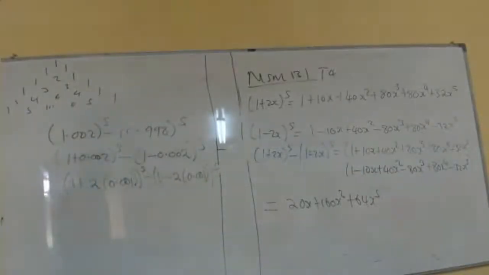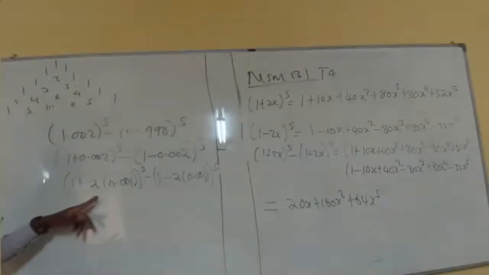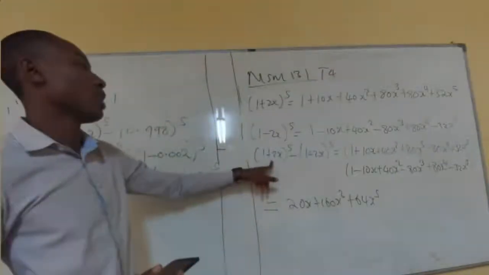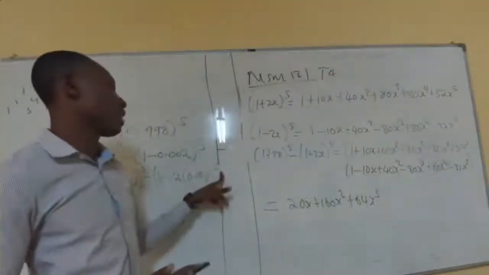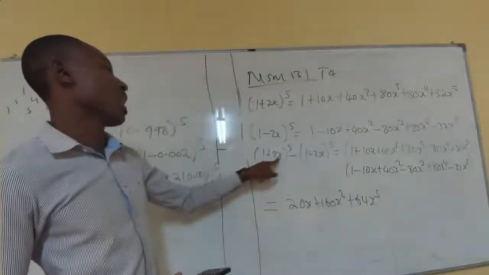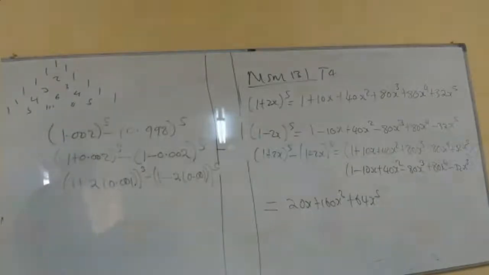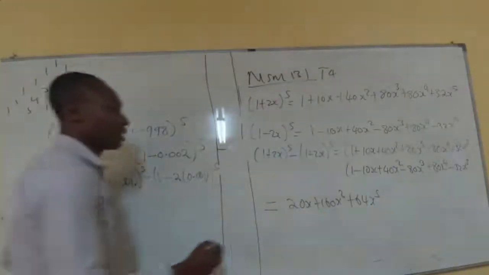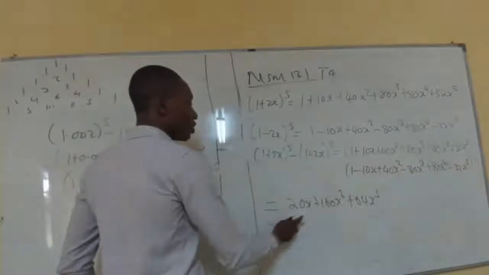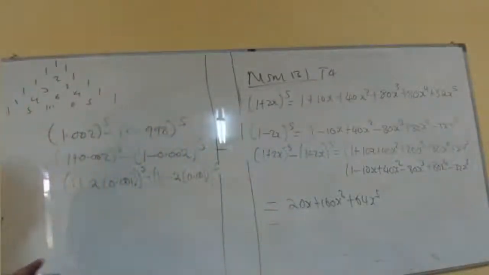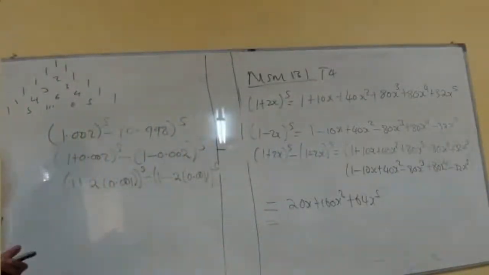So what is your x? In that case, since this is 1, this is 2, and this is 5, this is still 5. So meaning that the x here is actually represented by 0.001. So meaning that wherever there is x in here, I'm actually going to put 0.001, right? So wherever there is x, I'll put 0.001.